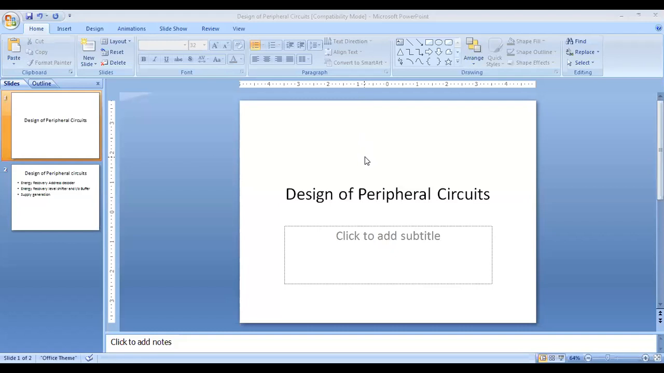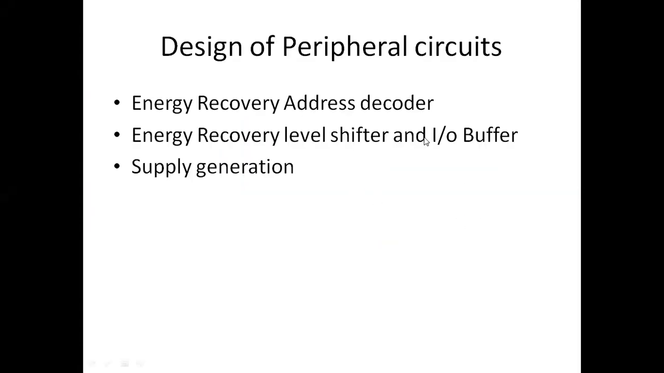What is meant by peripheral circuit? Peripheral circuits means the circuits outside of the memory circuit. Whatever circuit is present outside the memory core is considered a peripheral circuit. For examples, see here, this is the design of peripheral circuits.